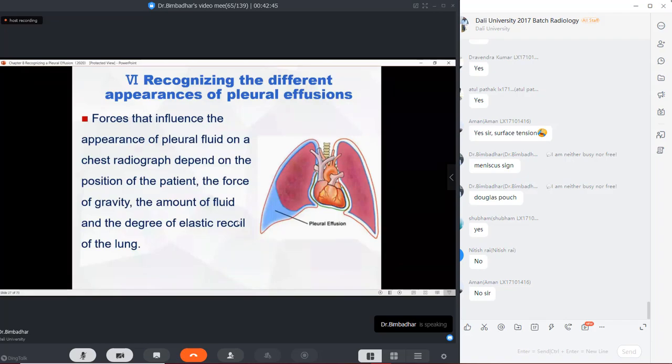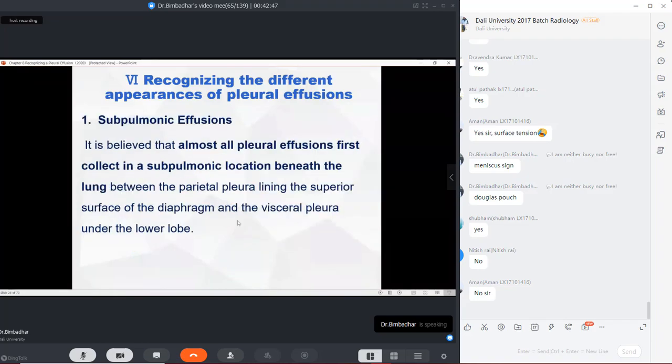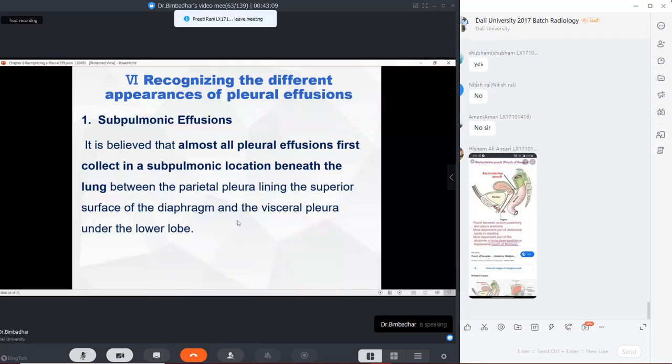Then subpulmonic effusions. A subpulmonic effusion happens beneath the lungs, between the parietal pleural layer and the superior surface of the diaphragm, and the visceral pleura under the lobe of the lungs. This is called a subpulmonic effusion, which usually shows as blunting of the costophrenic recesses.